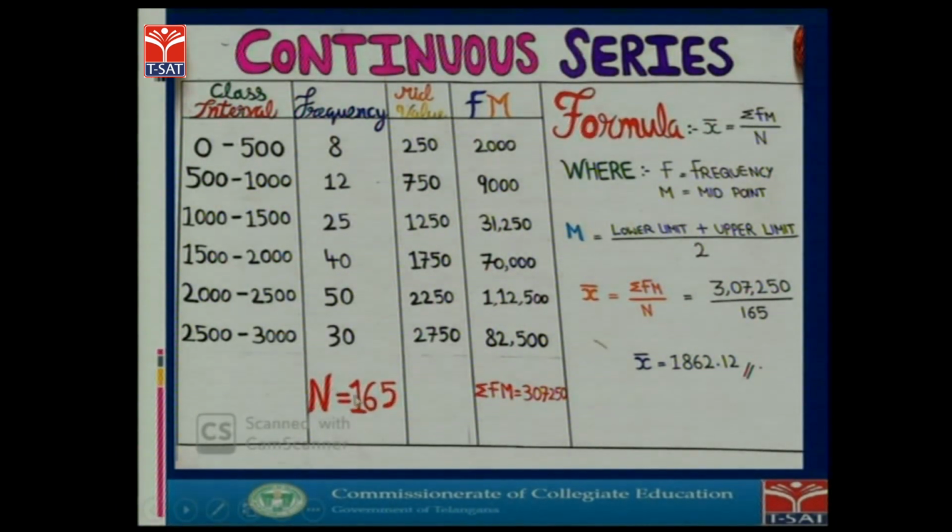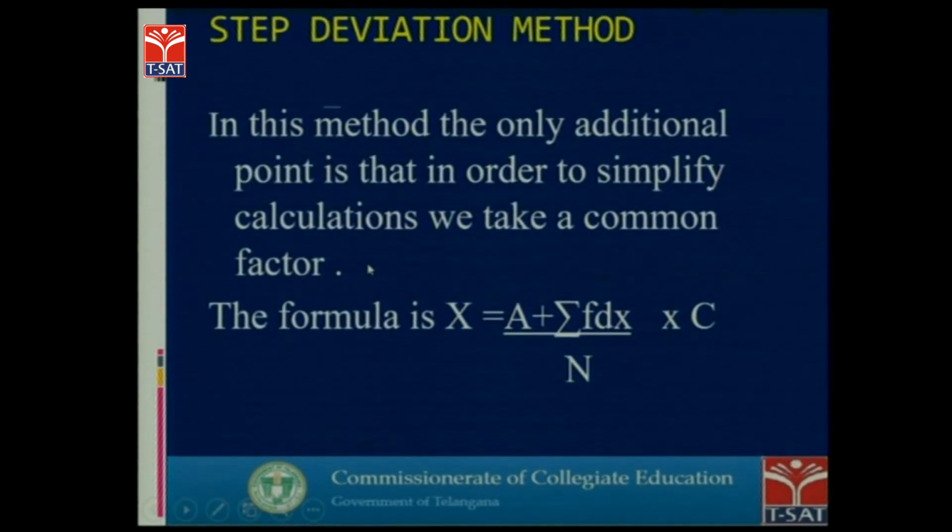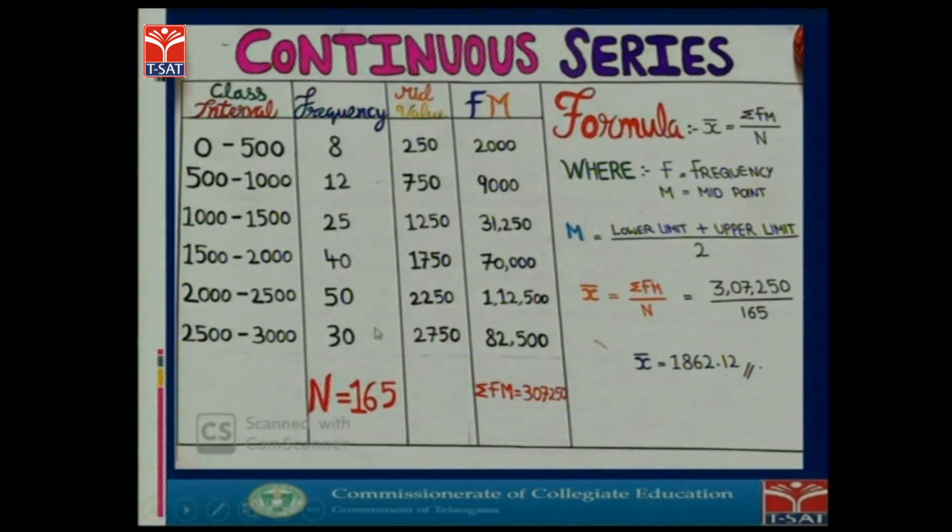Now to get n value, that is total frequency, we have to add up all these values, that is 8 plus 12 plus 25 plus 40 plus 50 plus 30 is equal to 165. Now we have to find out the mid value.